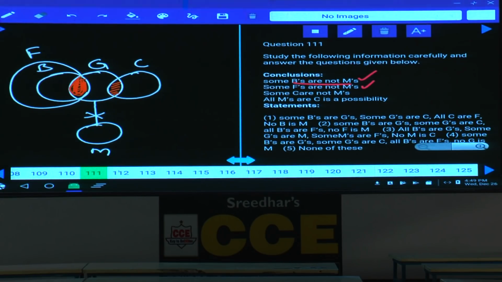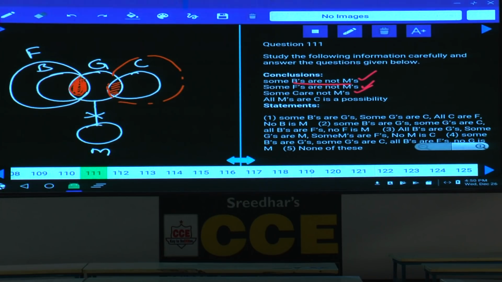And some C's are not M. Some C's are not M, this is again possible. Some C's are not M means now we need to prove all C's are M's. Is it possible to draw? Tell me, some C's are not M, can all C's be M's? Yes, it can, because no G is M. Hence this is also valid.